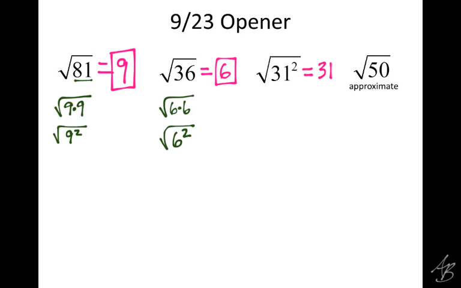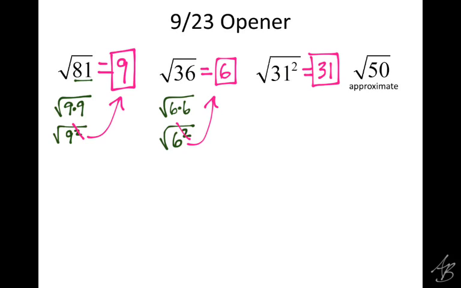What's happening is the square right here and the square root right here are canceling each other out. So in this one right here with the 9s, the square and the square root cancel each other out, and that just leaves the 9. Okay, in this one right here, the square and the square root cancel each other out, and that just leaves the 6. Okay, in this one right here, the square and the square root cancel each other out, and that leaves us the 31. We'll talk more about that today with the notes.